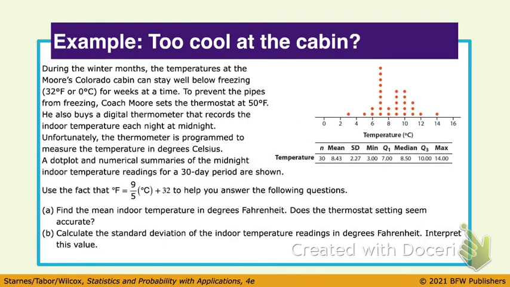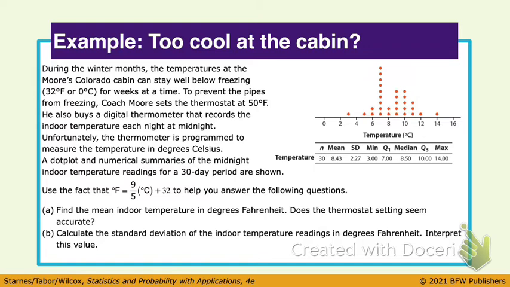So let's look at this example. During the winter months, the temperatures at the Moores' Colorado cabin can stay well below freezing, which is 32 degrees Fahrenheit or 0 degrees Celsius, for weeks at a time. To prevent the pipes from freezing, Coach Moore sets the thermostat at 50 degrees Fahrenheit. He also buys a digital thermometer that records the indoor temperature each night at midnight. Unfortunately, the thermometer is programmed to measure the temperature in degrees Celsius. A dot plot and numerical summaries of the midnight indoor temperature readings for a 30-day period are shown.